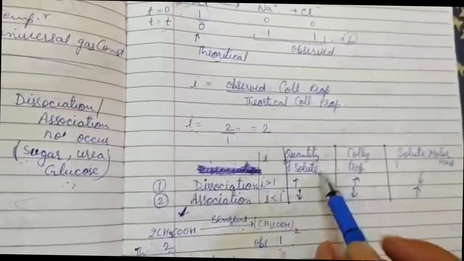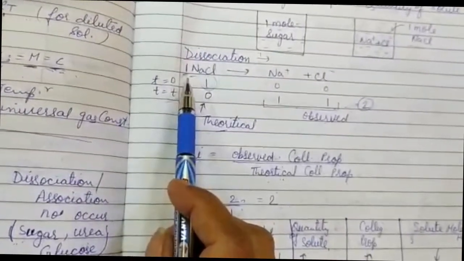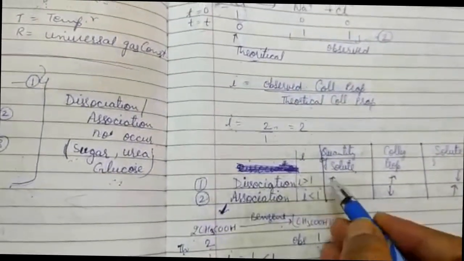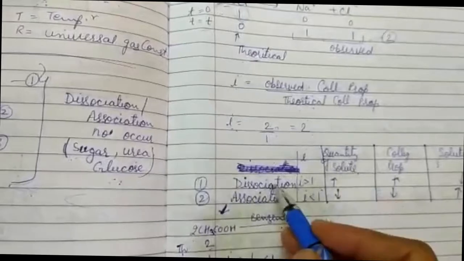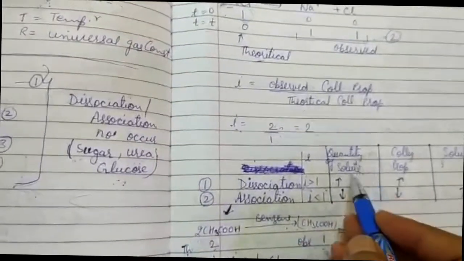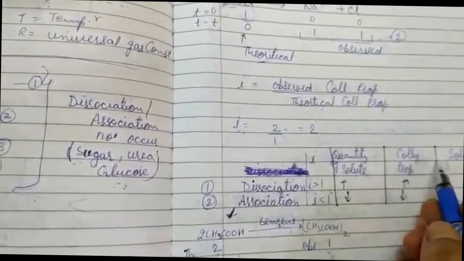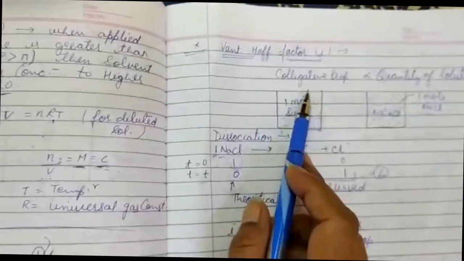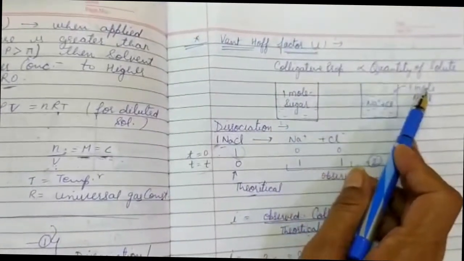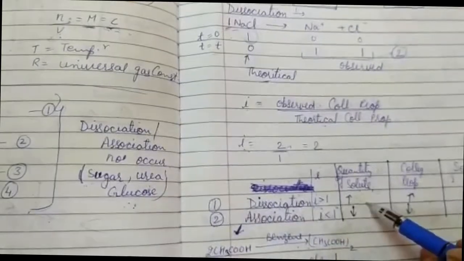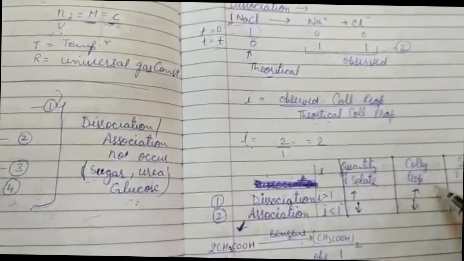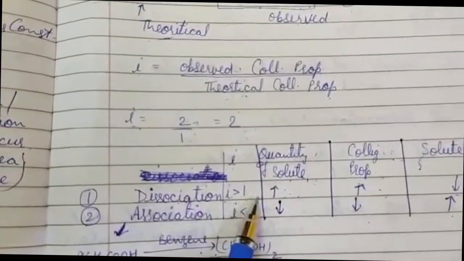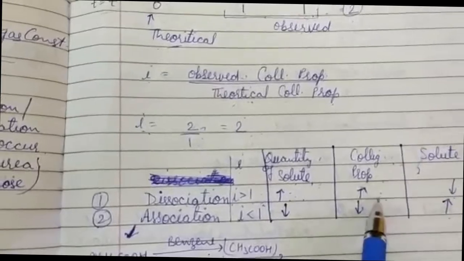Quantity of solute: we have seen that we dissolved 1 mole only, and how many has it formed? 2 moles. So the quantity has increased. So in the dissociation process, the quantity of solute will always increase. Colligative properties: what will be the effect of dissociation on the colligative property? We have seen that colligative property is directly proportional to the quantity of solute. So if the quantity of the solute is increasing, then definitely the colligative property will also increase. So in the dissociation, the i value will be more than 1, the quantity of solute will increase, and the colligative property will also increase.